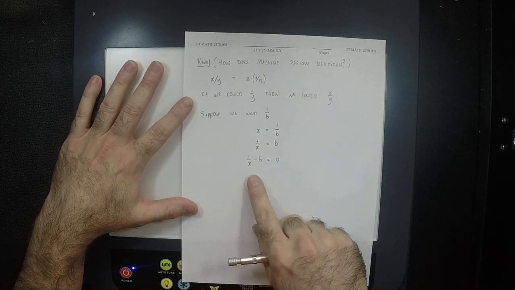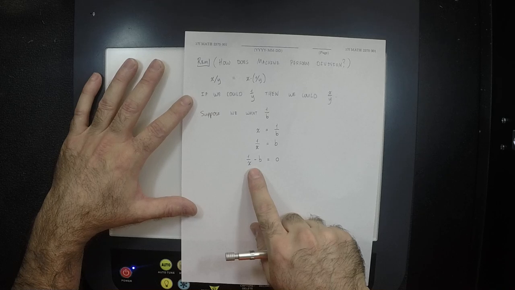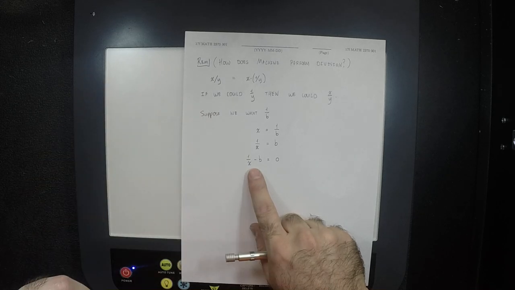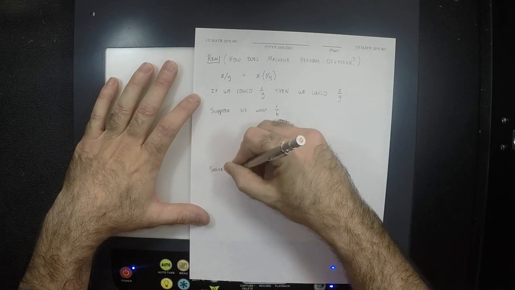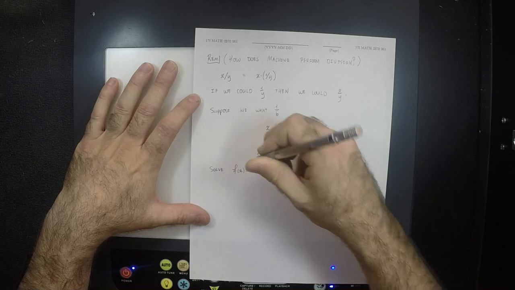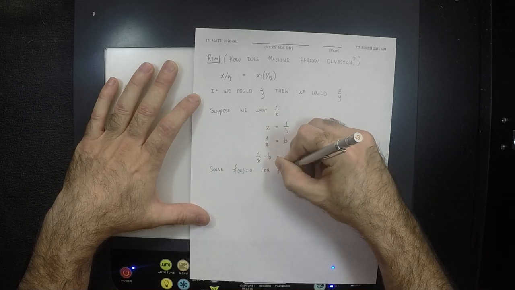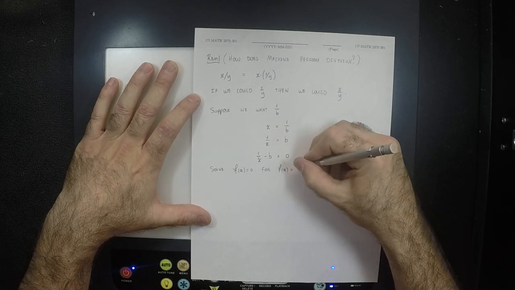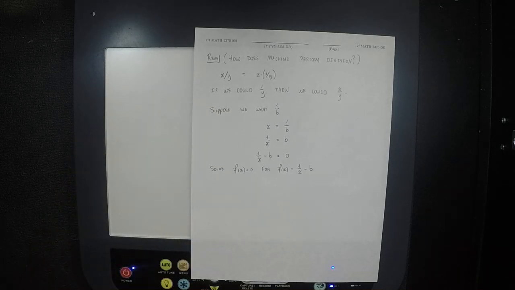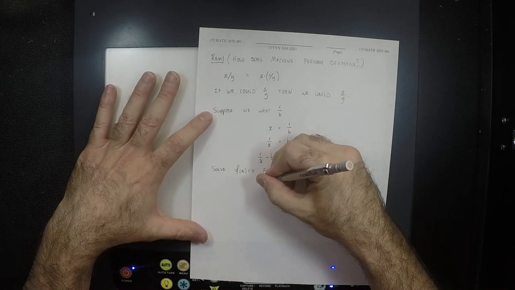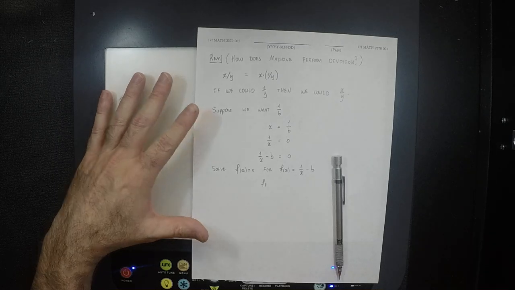So now this equation is nonlinear in x. And what we want to do is solve f of x equal to 0 for f of x equal to the function 1 over x minus b. So what we're saying is we want to solve a nonlinear equation, and we can use Newton's method. So if f of x, I'm going to need two columns for this probably.